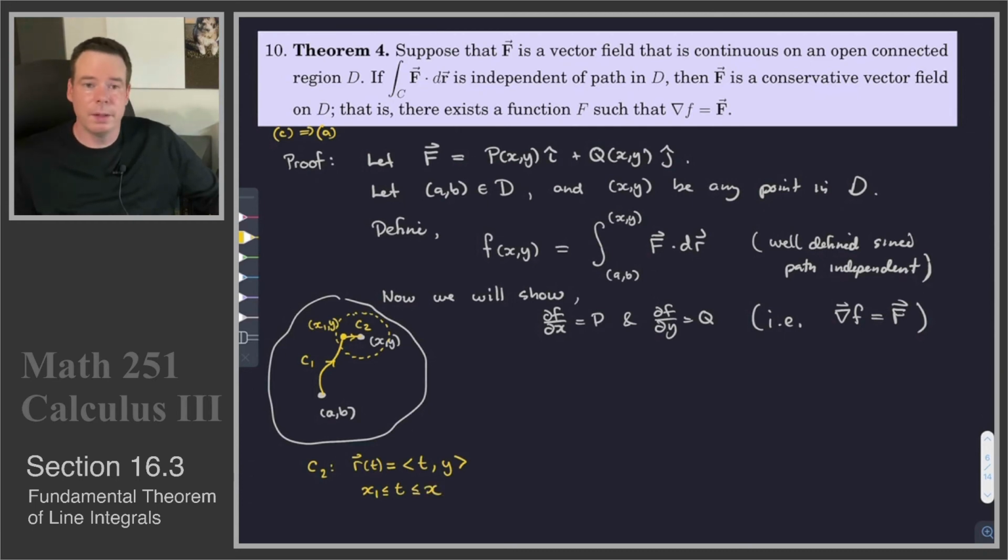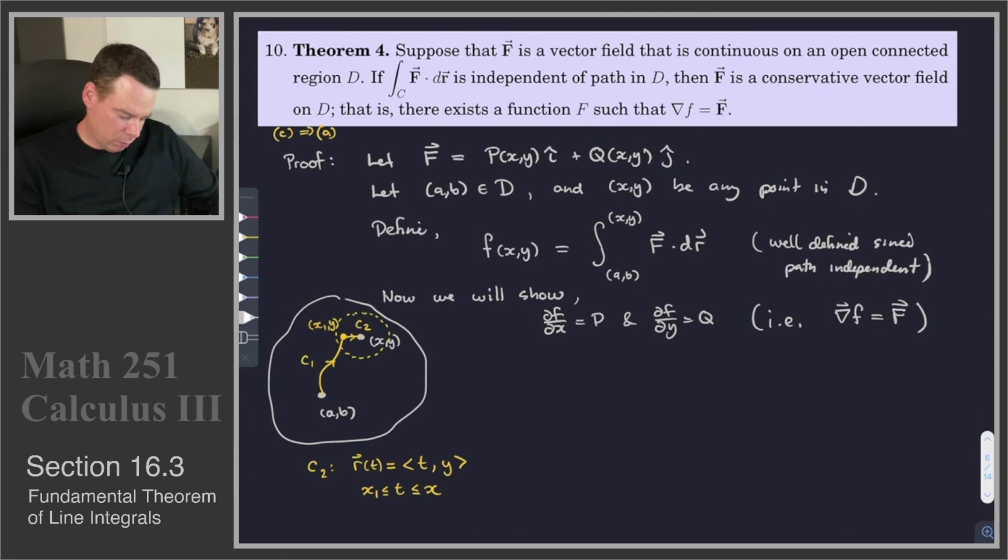The idea is that this little f of x,y is the integral from AB to x,y of our vector field, and it's independent of path. So I've just created a path that is going to help me exploit some properties here and get the result I want. So I've created a path, and now we're going to work with it.